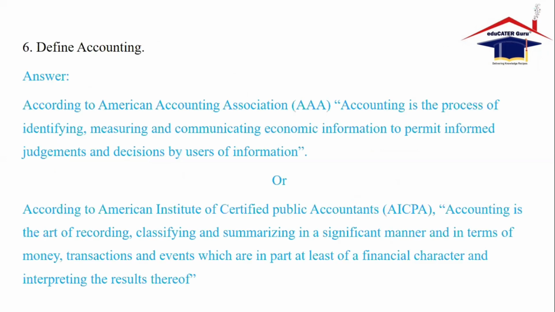Now, define accounting. I've given 2 definitions. You can write any one at the exam. According to American Accounting Association, accounting is the process of identifying, measuring, and communicating economic information to permit informed judgments and decisions by users of information. Or you can also write, according to the American Institute of Certified Public Accountants, accounting is the art of recording, classifying, and summarizing in a significant manner and in terms of money, transactions, and events which are in part at least of a financial character and interpreting the results thereof.